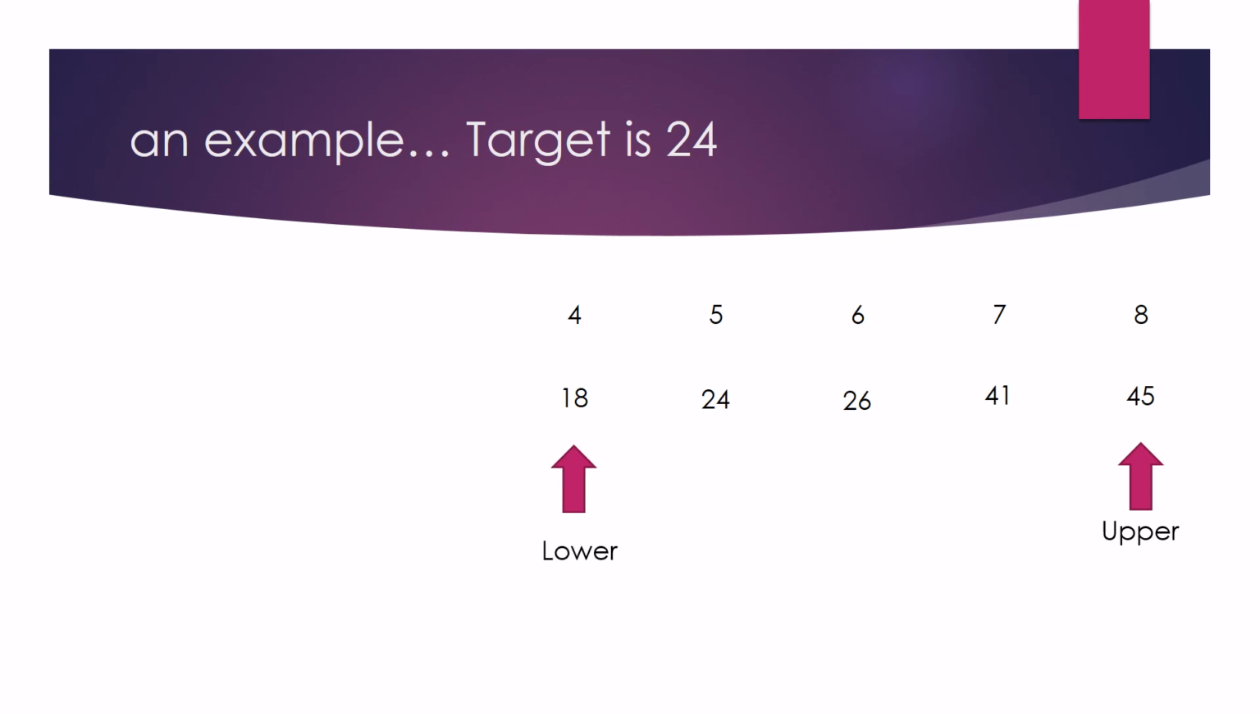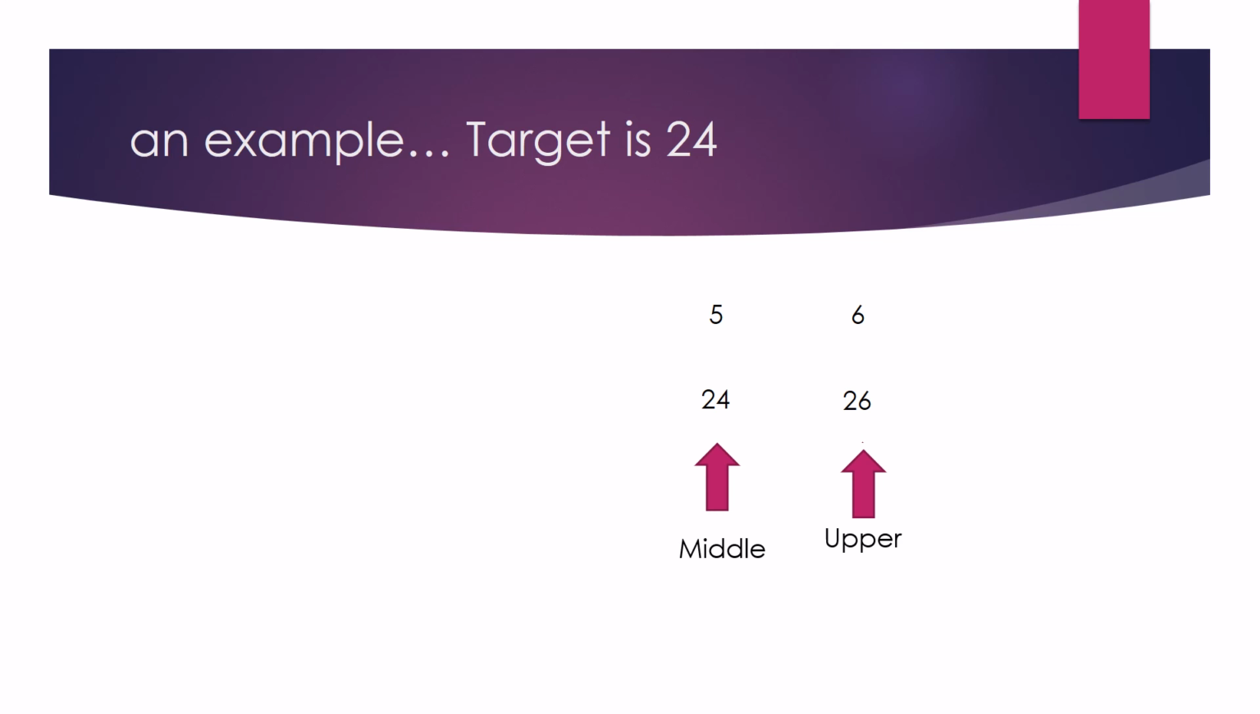a new lower value, a new middle value, and my upper value hasn't changed. Once again, we're looking for my target of 24. I haven't found it yet, so I wipe out that part of the array. I have a new upper value, a new middle value. I've found my value there, and hey presto, there is my response. Piece of cake.